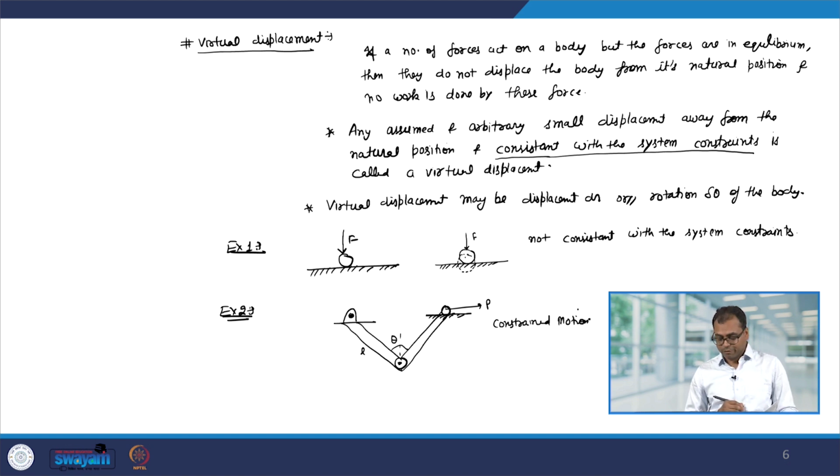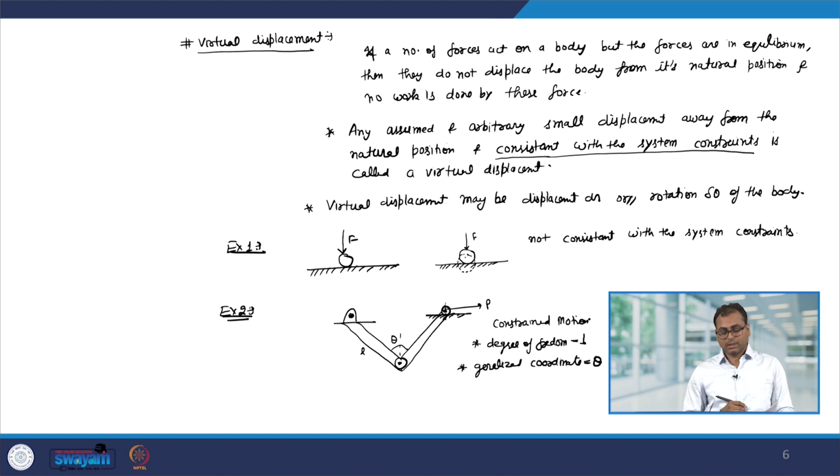Let me ask, what is the degree of freedom? Well, by a single coordinate theta, I can define the position of this roller. So, therefore, the degree of freedom is 1, and the generalized coordinate is theta, because with this theta I can define the position of this roller. So, the generalized coordinate is theta.